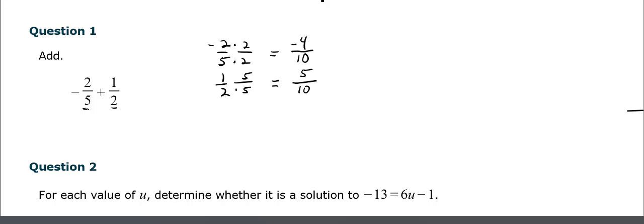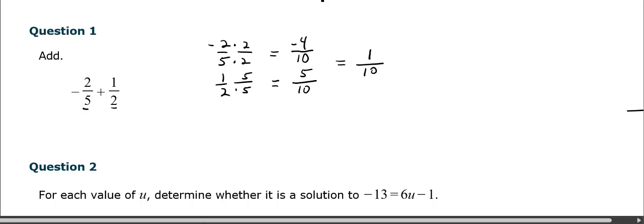So now, once I have my common denominator, my denominator stays the same, and I combine like terms in the numerator. In this case, I'm going to add negative 4 plus 5, which gives me 1. So my answer would be 1/10.